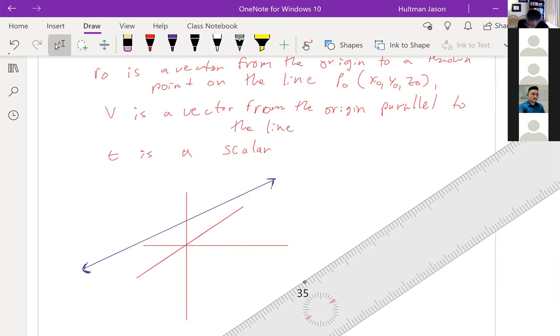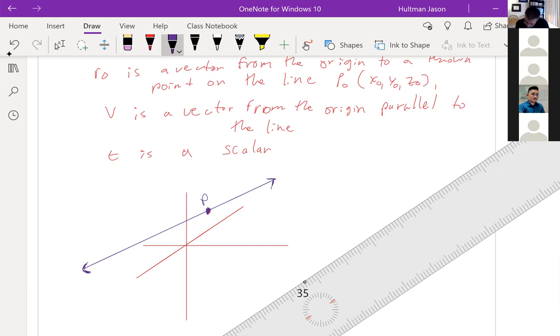The first thing that we want to do is locate a point on this line. Let's locate just a random point on this line. We'll call this point P. That's just point P on the line. So we need a point and we need a vector.